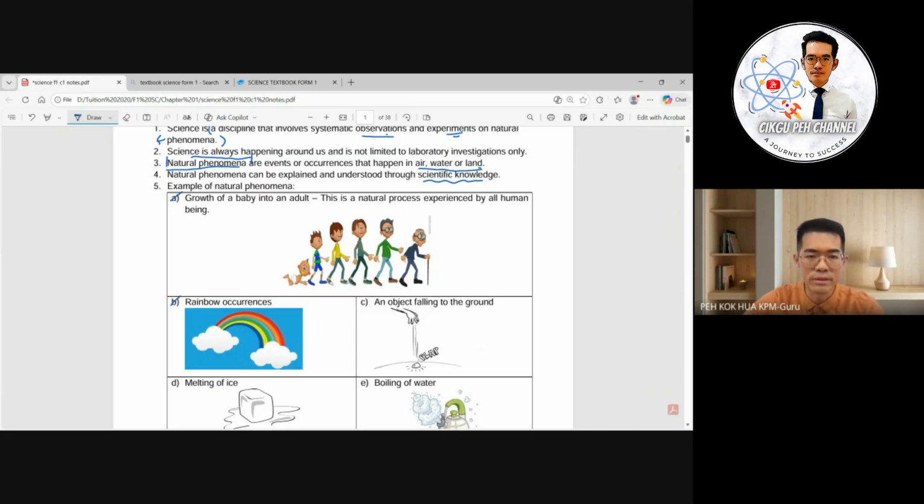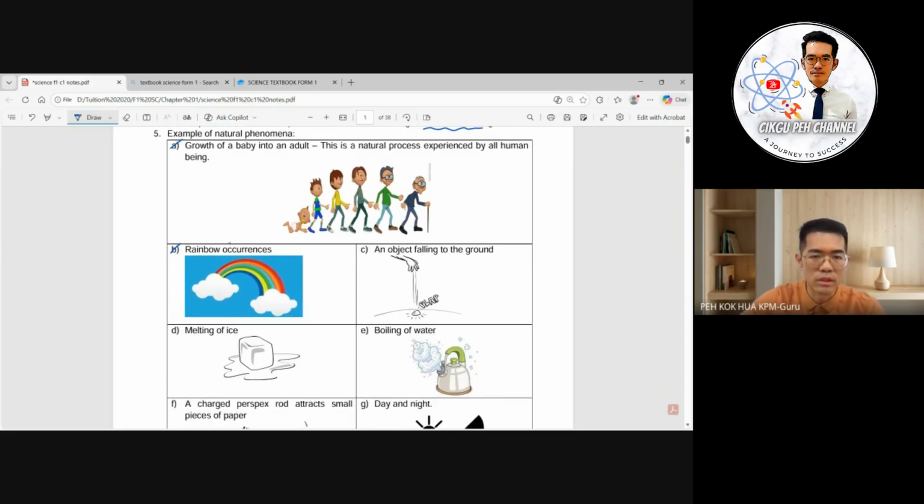Then rainbow occurrence. How does a rainbow occur? This is related to Chapter 8, light and optics. It is due to refraction and dispersion, which we will go through in detail in Chapter 8. Next, seeing an object falling to the ground. This is due to gravity, right?